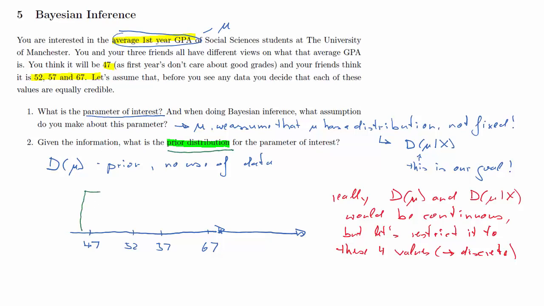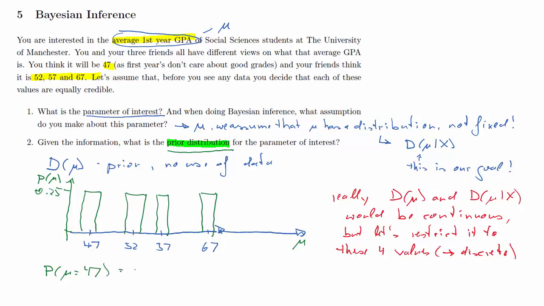So what's the prior distribution? Without any other information, we'll have to say each of these four values are equally likely. That would be a sensible prior distribution here, and that would be 0.25. Right? Four possible outcomes, each equally likely. So the distribution for these is 0.25. We can write it down formally. The probability that mu is equal to 47 is 0.25, and that is the same as the probability that mu is 52 or 57 or indeed 67. That's how we're going to start.